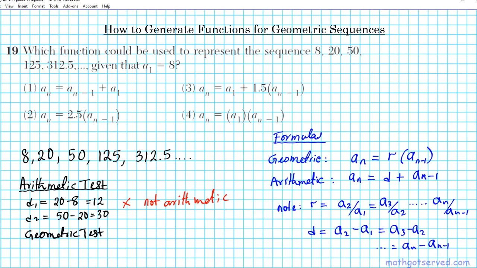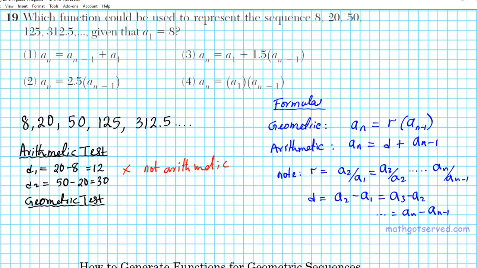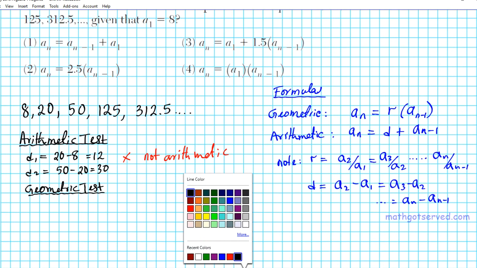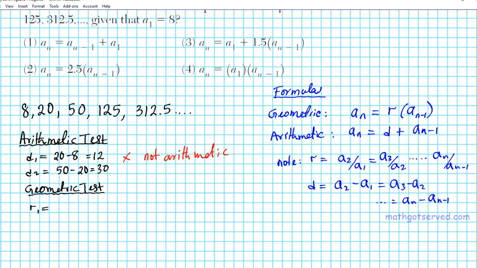Alright, so for the arithmetic test, we're subtracting. Guess what we are going to do for the geometric? We're going to be dividing. Okay, alright, let's do it. Let's look for the common ratios to see if they are common. So for the first ratio, R1, we're going to divide 20 by 8. You could do that with your calculator. So 20 divided by 8, you could divide by 4. So you have 5 over 2, which is 2.5.